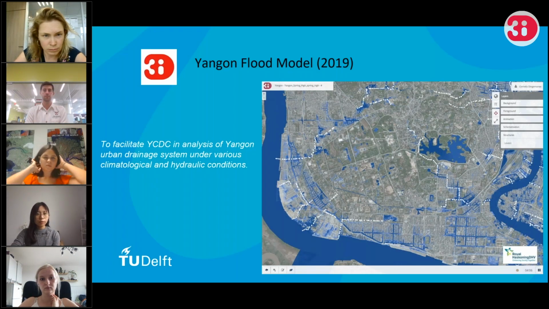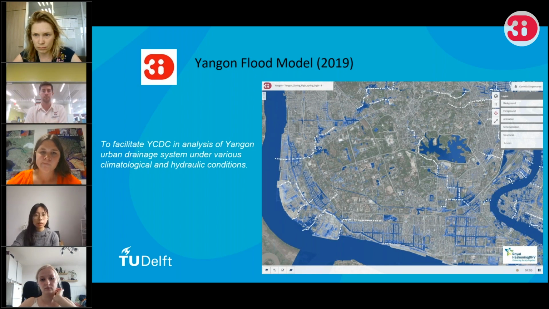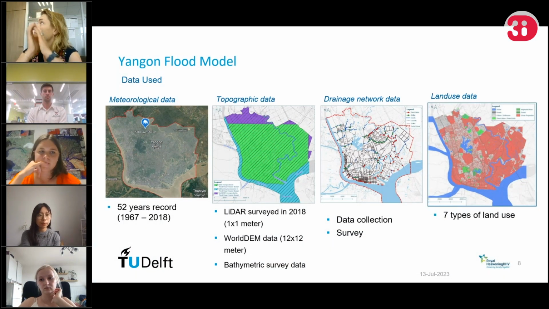To facilitate YCDC in the analysis of the Yangon urban drainage system under various conditions, in 2019 a flood model was developed with 3Di software. The team was led by Raychel DHB, and I was also one of the modelers. I would like to present briefly how we developed the model. These are the main data that we used, starting with the rainfall data.